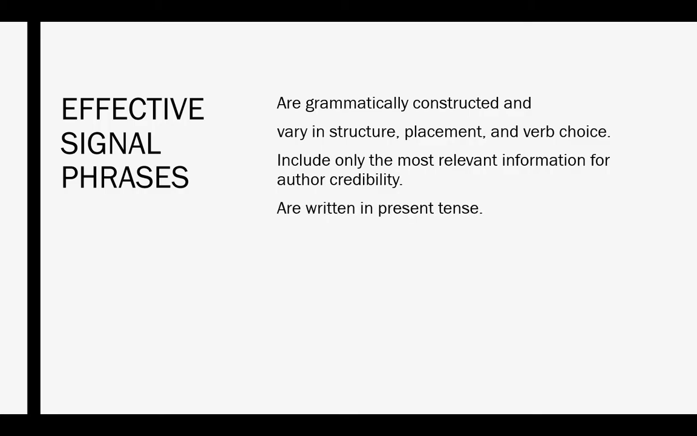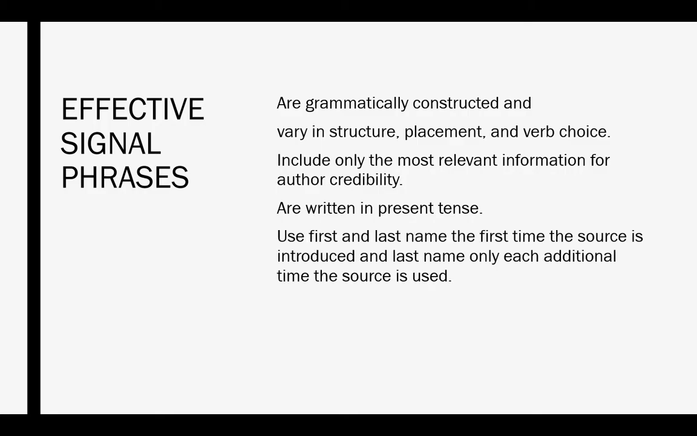In terms of style, our signal phrases are constructed in the present tense. So we say that an author argues, not argued. And the first time we introduce the source, we're going to use the author's first and last name in that signal phrase. If we quote the same source again later in our essay, we're going to refer to the author by last name only. And you can find more details on this kind of structure in a pocket style manual.